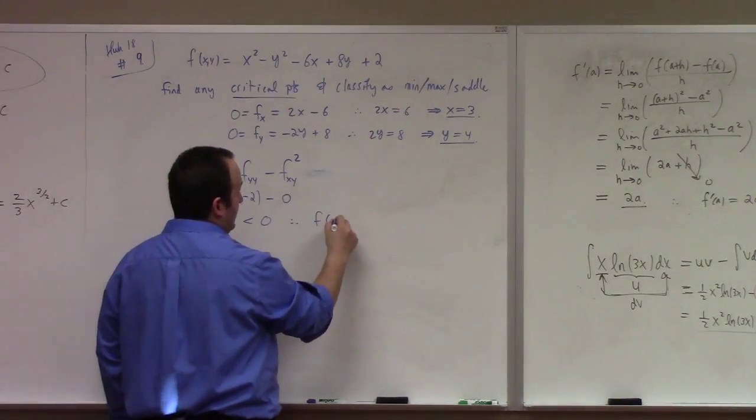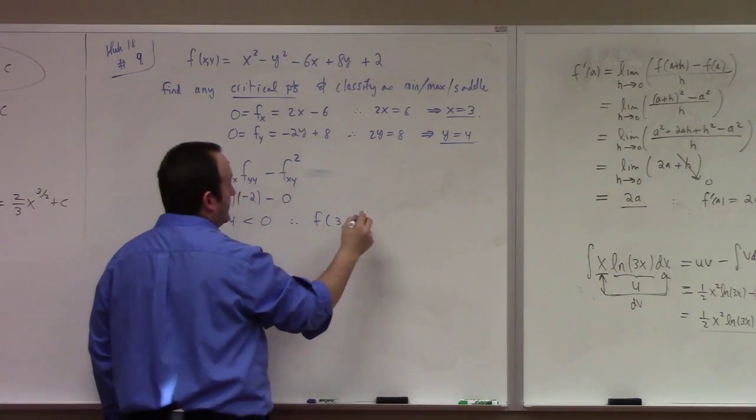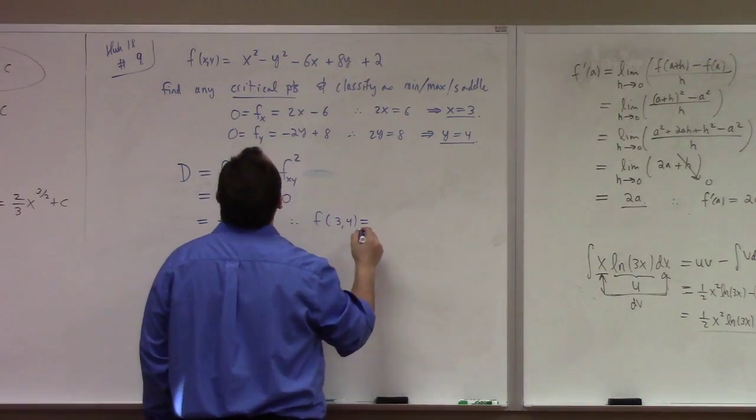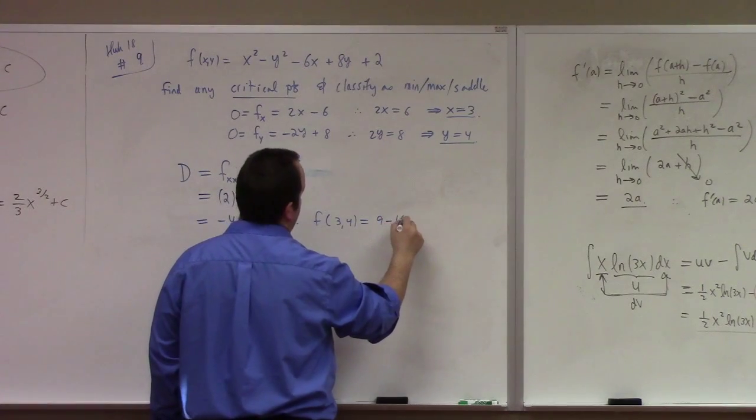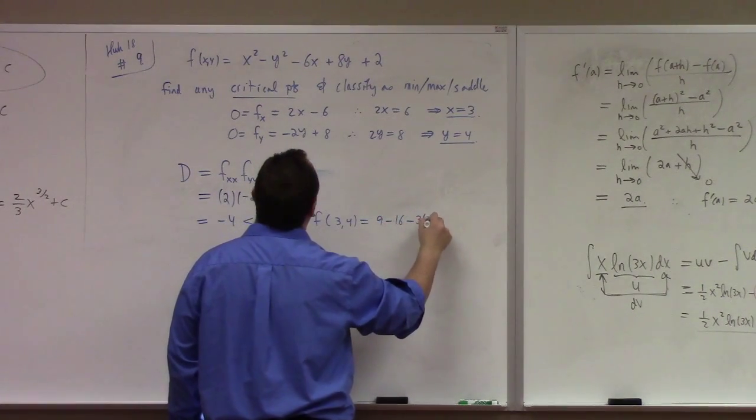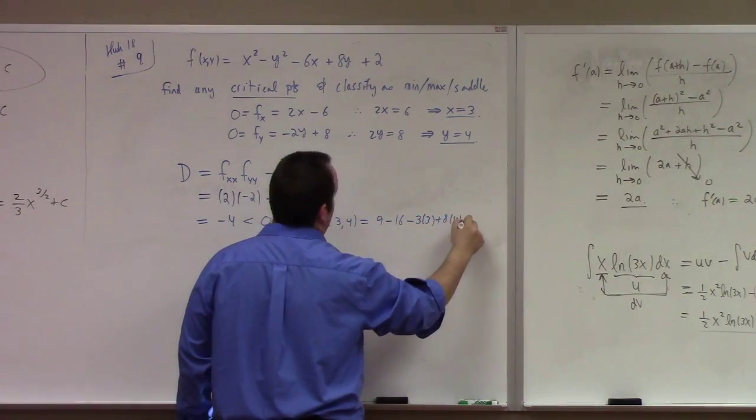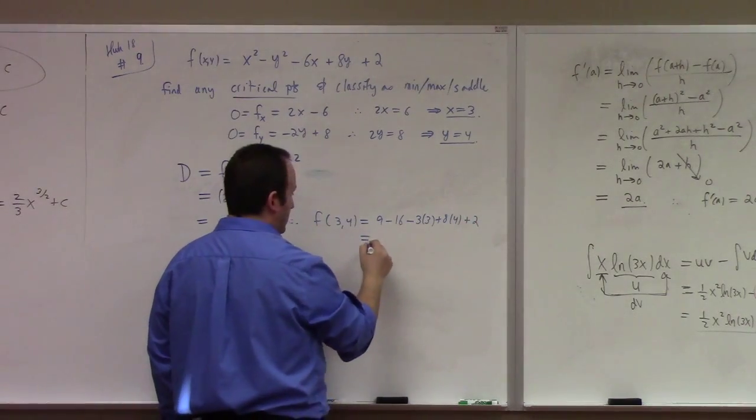Therefore, f of 3 comma 4, which is equal to 9 minus 16 minus 3 times 3 plus 8 times 4 plus 2, which is what?